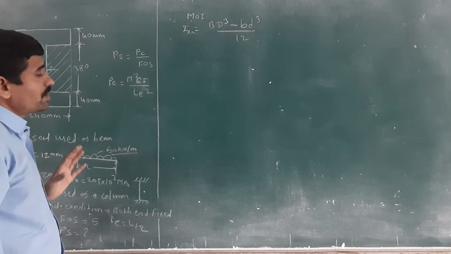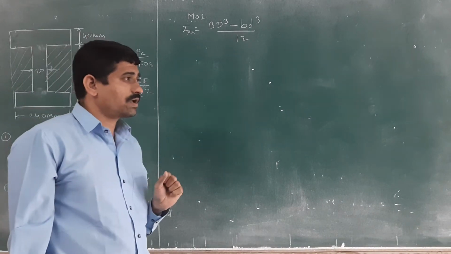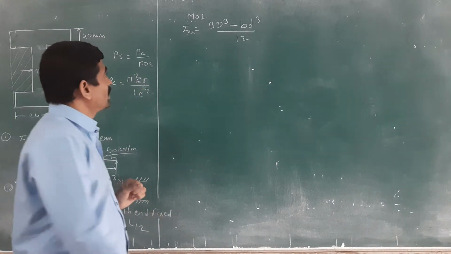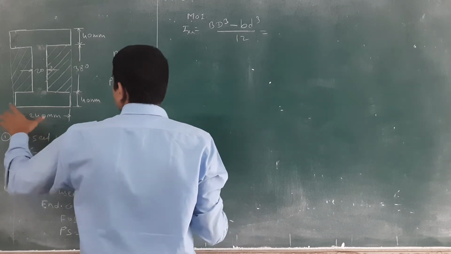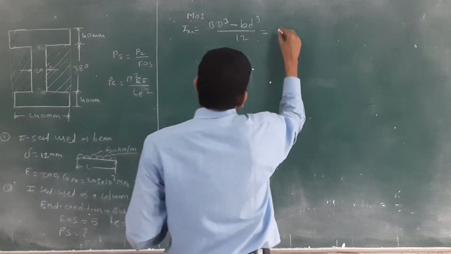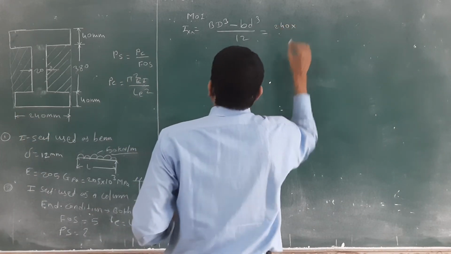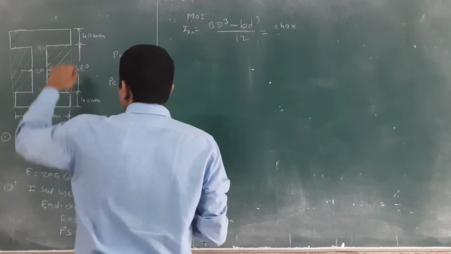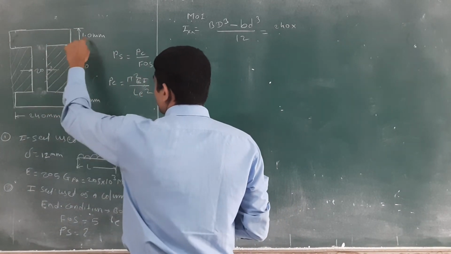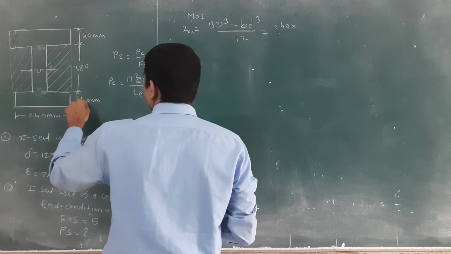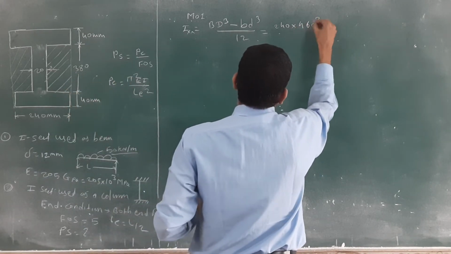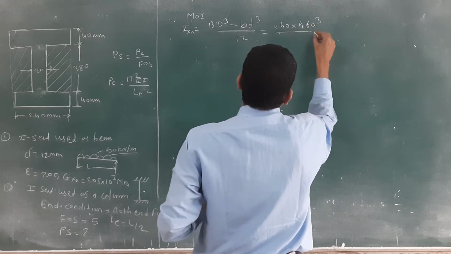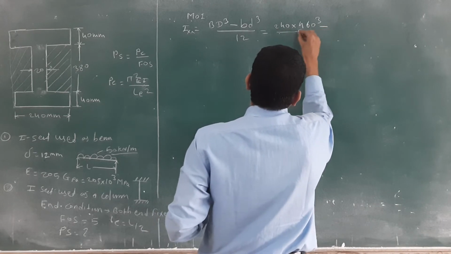Okay, you know the moment of inertia for a rectangular body is BD cube divided by 12. Then I will put the values. What is the B for this? 240. What is the D? D is equal to the total D: this 40 plus 40, 80, 380 plus 80. This is 460. Check that: 460 cube divided by 12.